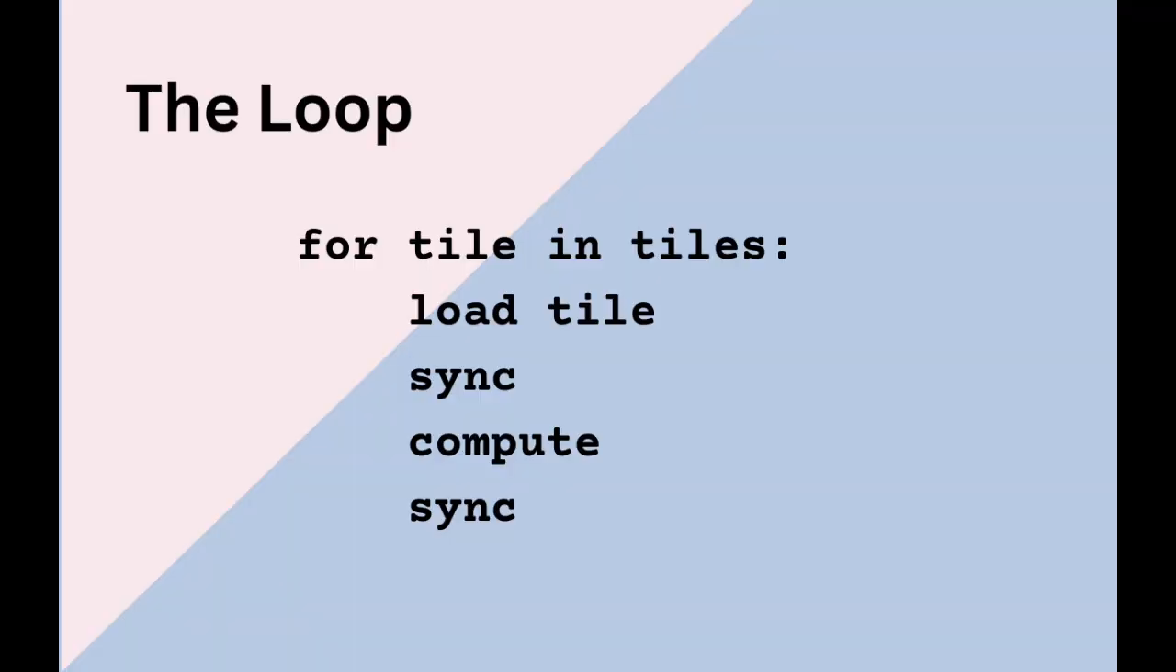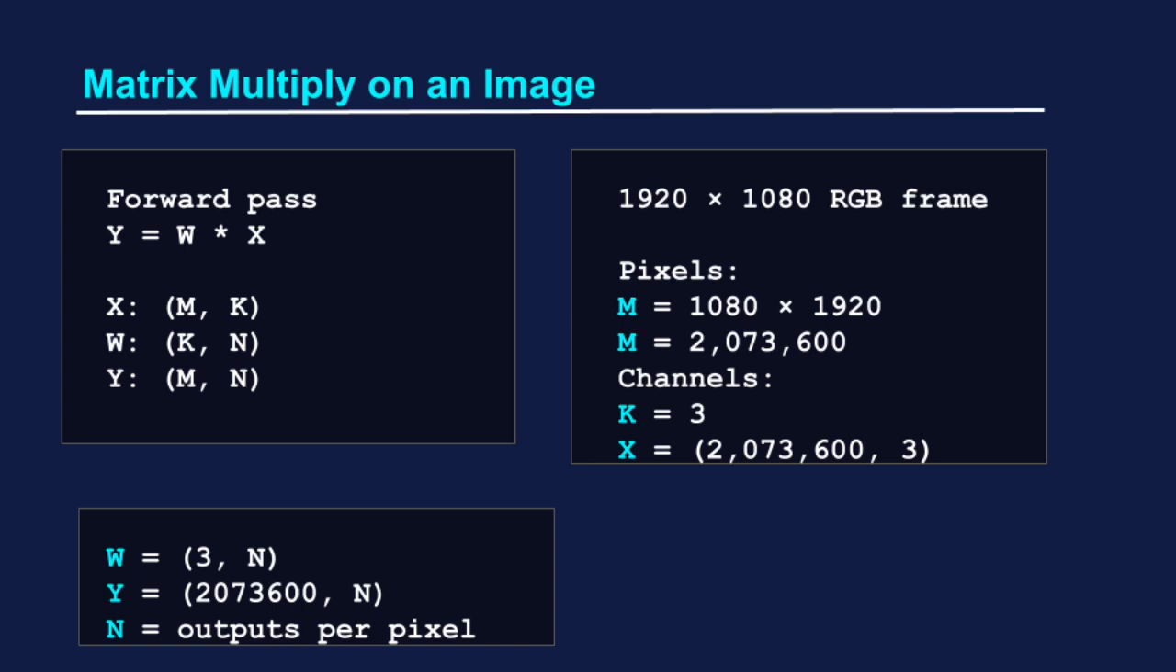So here's the basic loop mechanism. The computation loop looks like this. You load a tile into shared memory. Synchronize, so that all the threads have an up-to-date copy of it. Compute the partial results. Synchronize again, for the same reason. Then repeat for the next tile, which adds to the final result.